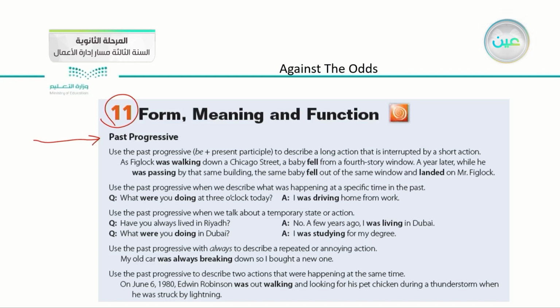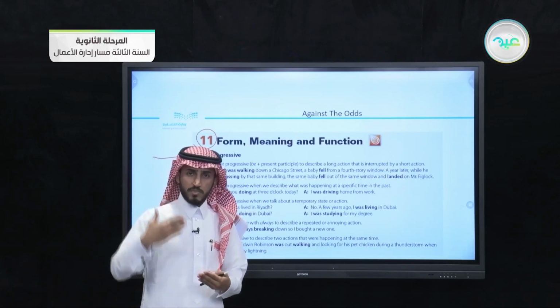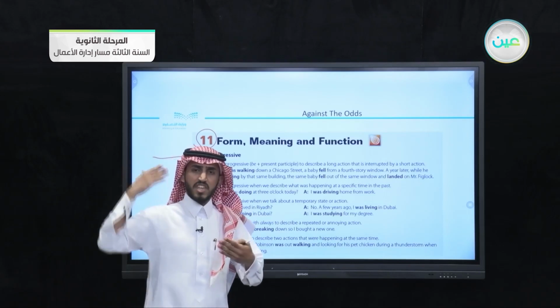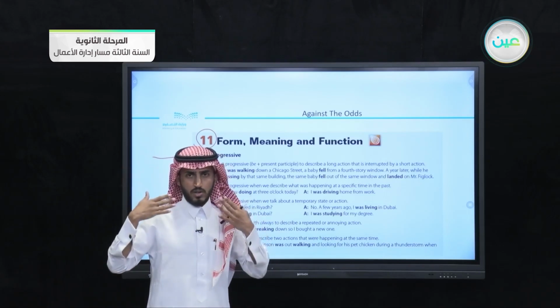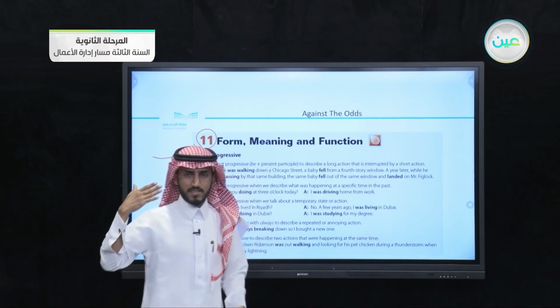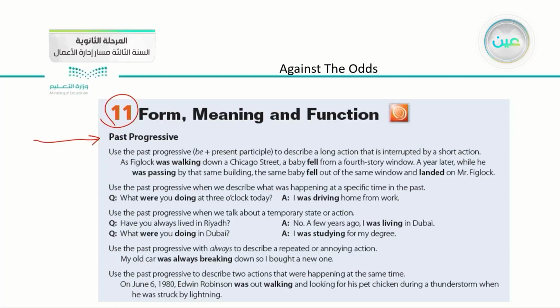We know that we have 3 tenses. We have past, we have present, and we have future. Past is something that already happened. Okay, so something already happened. This is called past. The past has many types. Today we are going to talk about, or in this part, we are going to talk about the past progressive.